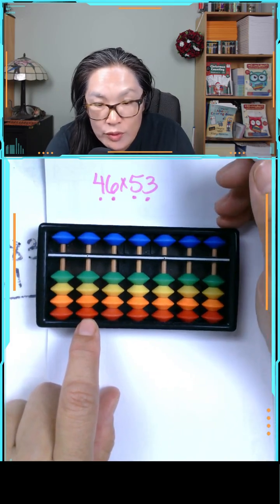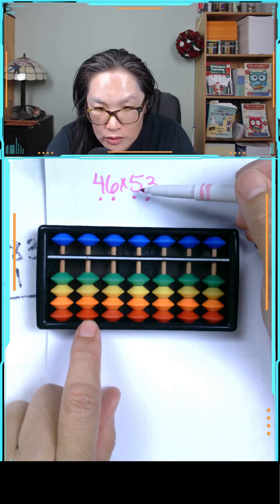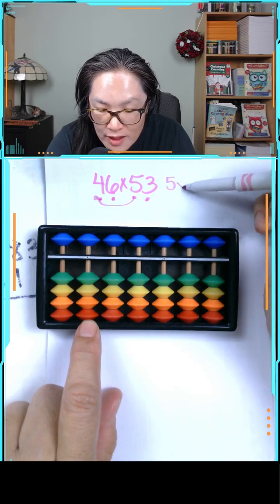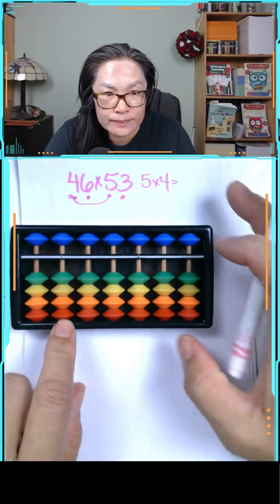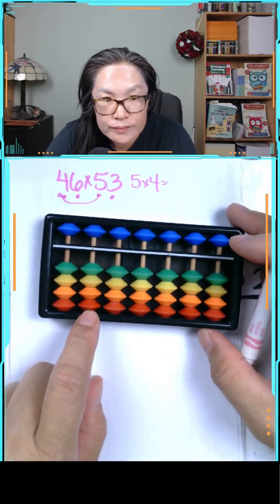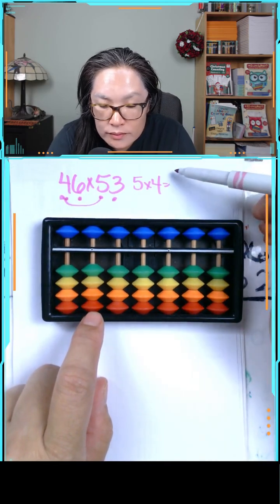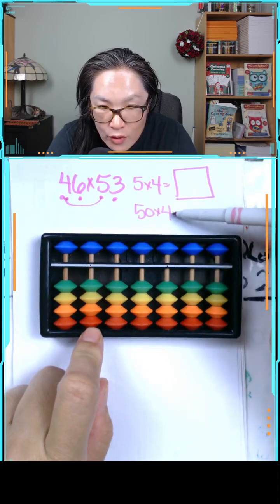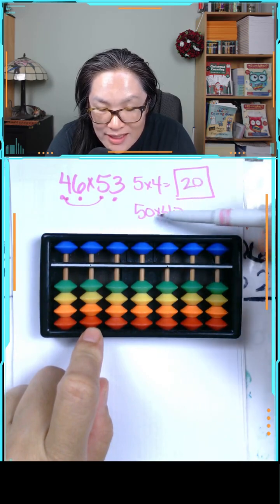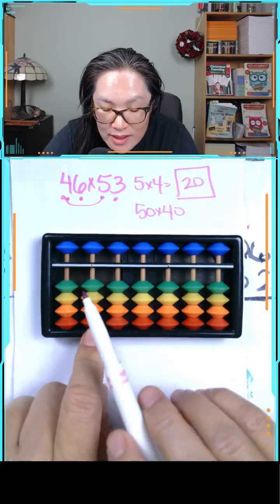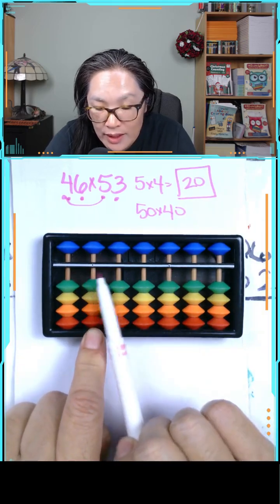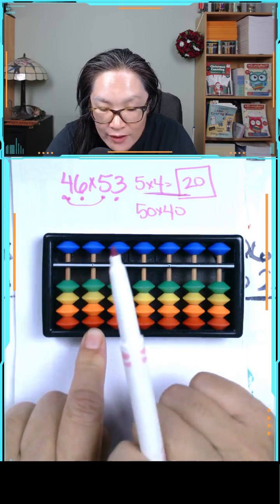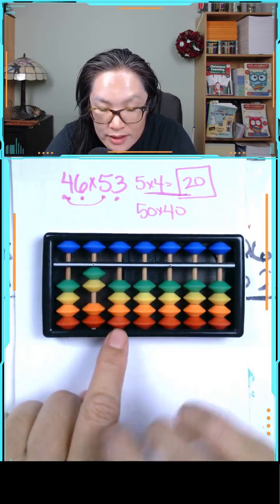Now what we do is we do distributive property. I don't teach FOIL. What I teach is distributive property. You take the 5 and you times it by 4. So what is 5 times 4? Now notice, I'm not saying 50 times 40. The reason why is because my abacus tracks my place values. All I got to do is make sure that I know how to do 4 times 5. 4 times 5 is 20. A 2 and a 0.